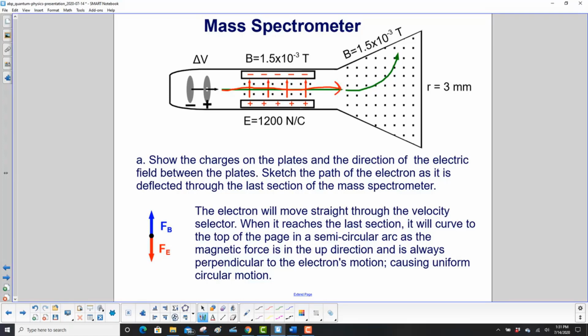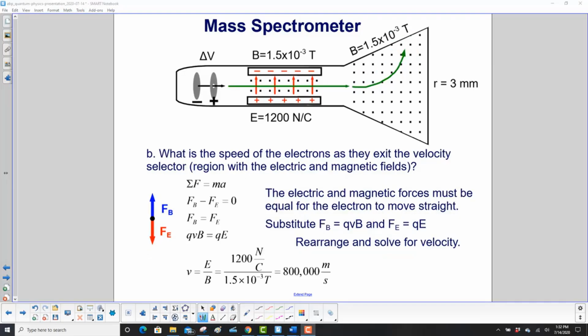Then, when it just has the magnetic field acting on it, it still feels a force in the up direction. Initially, when it goes in, it starts curving, and the force is always going to be perpendicular to its motion. What kind of motion is that? That is uniform circular motion. So it's going to go like this in an arc.